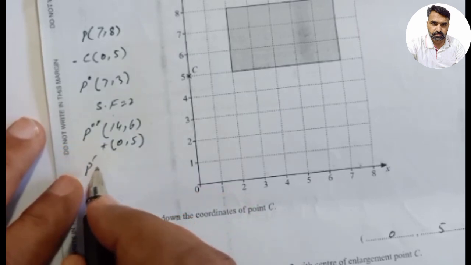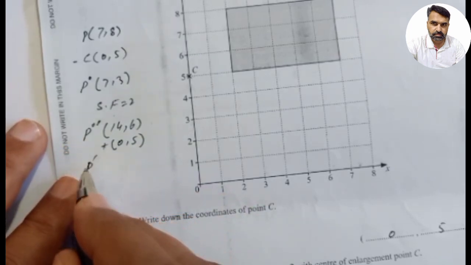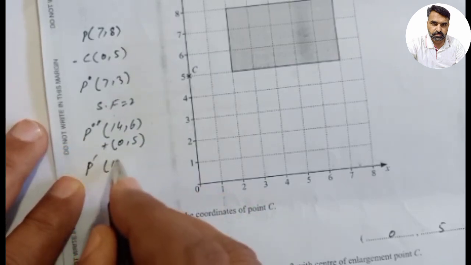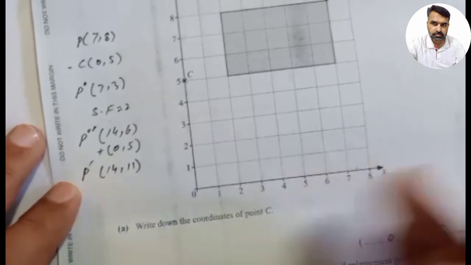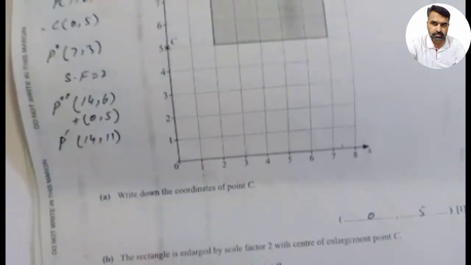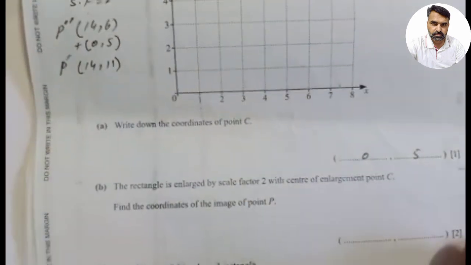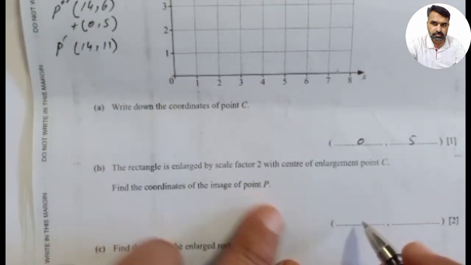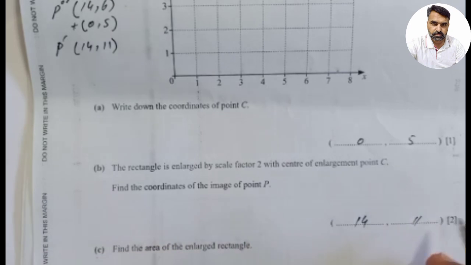So the coordinates of the image of P will be 14 and 11. So students, the coordinates of this point P, the image of P, will be 14 and 11.